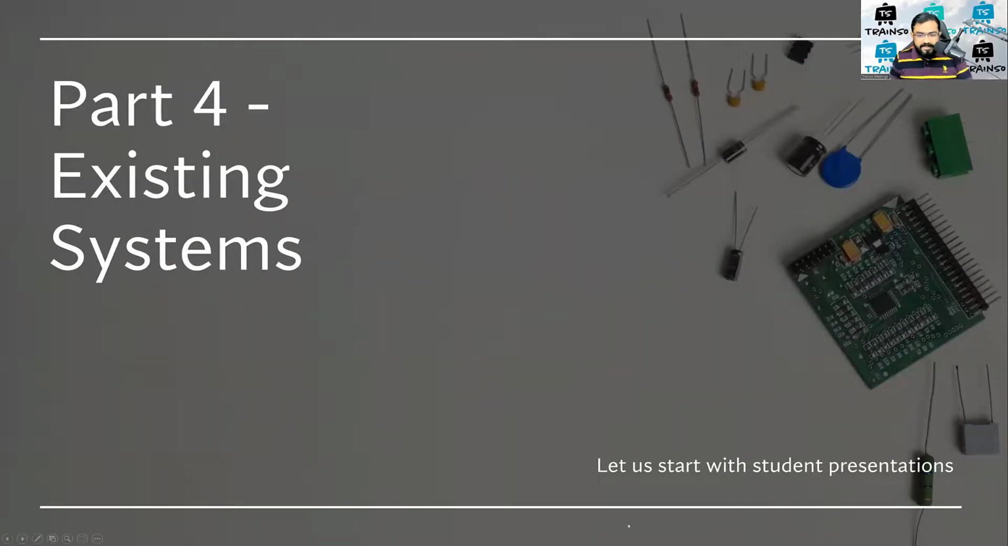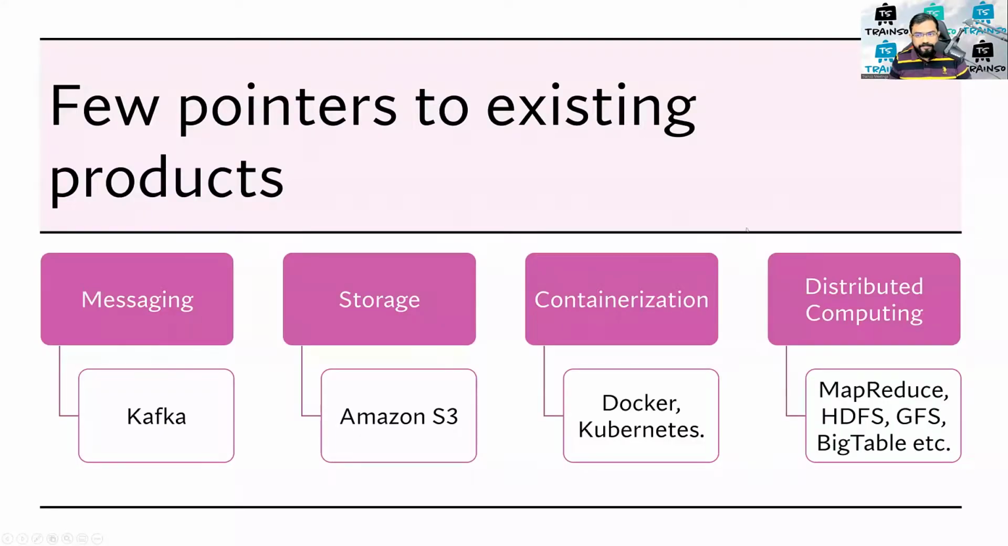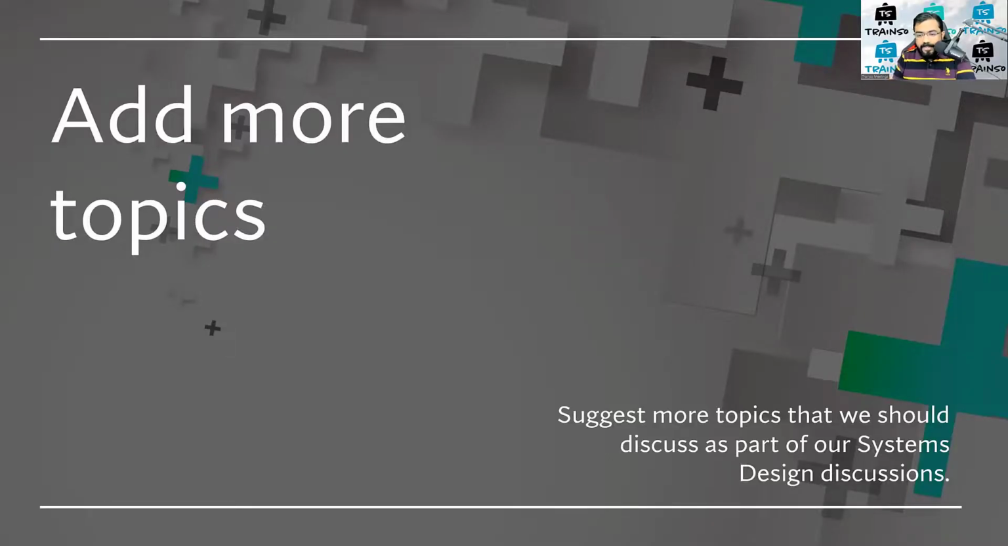And part 4, existing systems. Let us start with student presentations. So again, a few more pointers to existing products that you can start preparing for: Kafka, Amazon S3, or Docker, Kubernetes under containerization. And under distributed computing, you can explore MapReduce, HDFS, GFS, Bigtable, etc. There is no limit to what you can explore, and there is no limit to what we can explore together in our study group. Suggest more topics that we should discuss as part of our systems design discussion under this video. So part 4, you are going to take, and I am going to guide you.